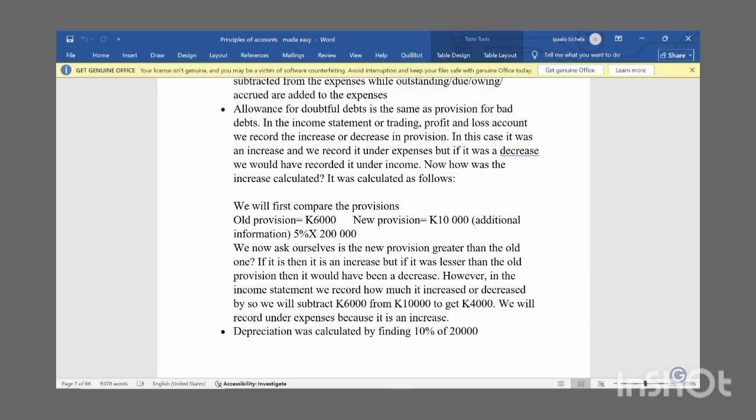Now, how do you determine which one is the old provision and which one is the new provision? The old provision is the one that we are always given in the question. The new provision is the one we will calculate, and it's usually found under additional information. Let me show you what I mean.